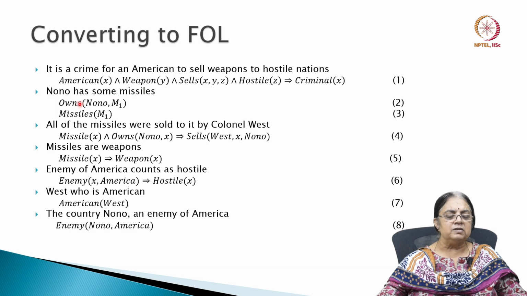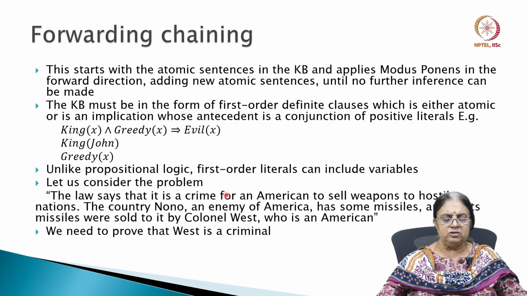Nono has some missiles: Owns(Nono, M1), Missile(M1). All the missiles were sold to it by Colonel West: Missile(X) and Owns(Nono, X) implies Sells(West, X, Nono). Missiles are weapons. An enemy of America counts as hostile: if Enemy(X, America) implies Hostile(X). West, who is American, so we say American(West). Enemy(Nono, America). These are all the sentences which we have got from the passage that we have here.